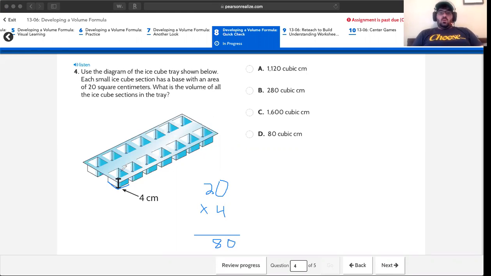So I have to count 1, 2, 3, 4, 5, 6, 7, 8, 9, 10, 11, 12, 13, 14. So that's 14 times 80. Now I'm going to do this fast way that we learned. I can just put a 0 here and I can just start multiplying. 8 times 4 is 32. Write the 2. Carry the 3. 8 times 1 is 8. Plus 3 is 11. 1,120 cubic centimeters. I look and I find my answer.